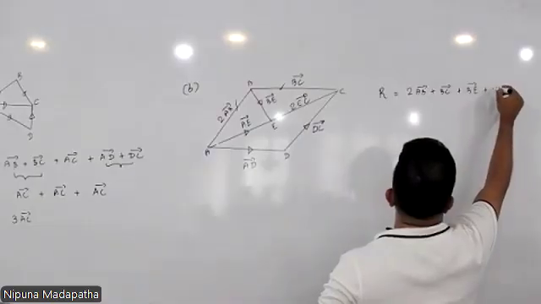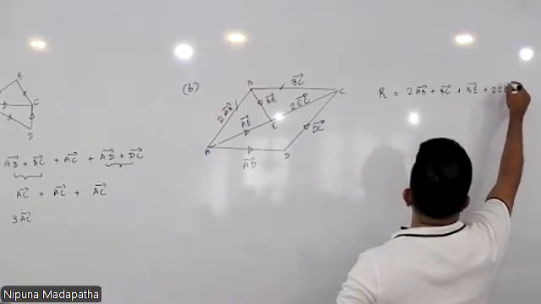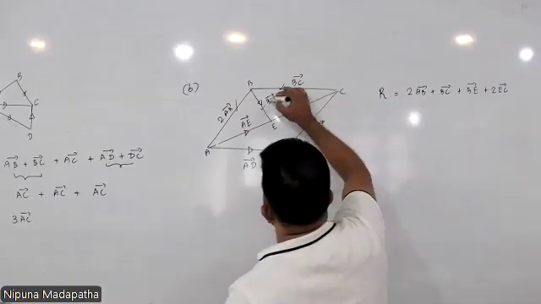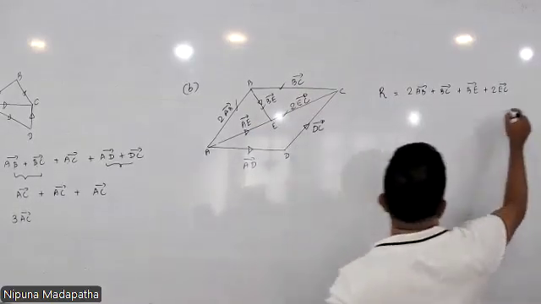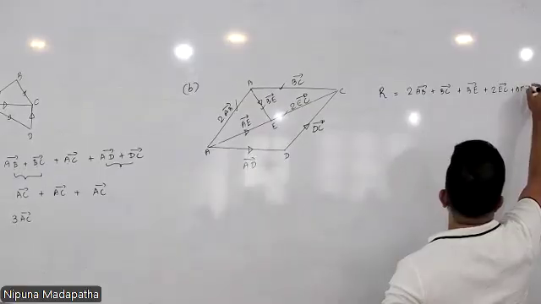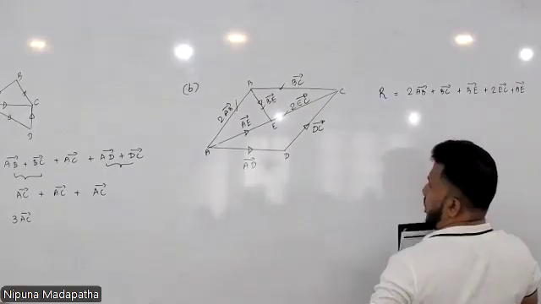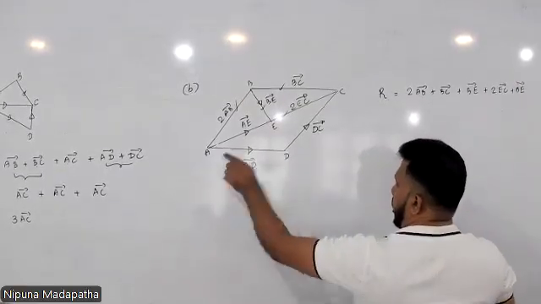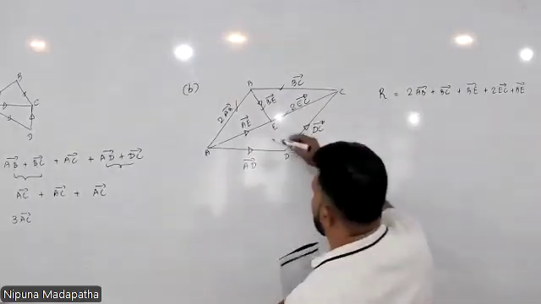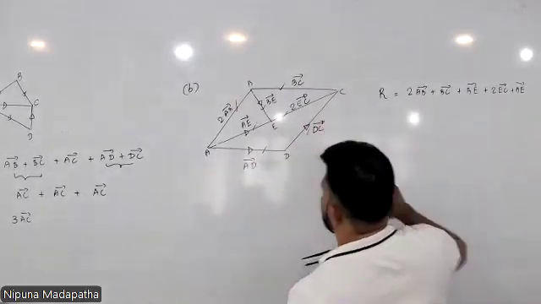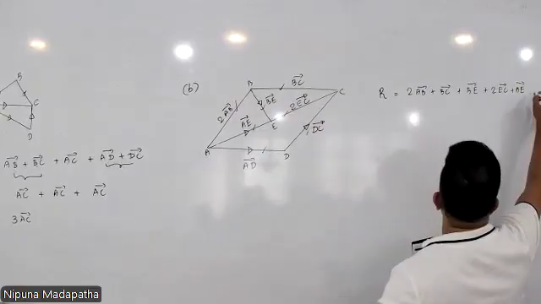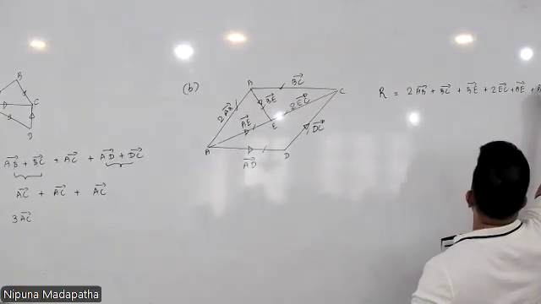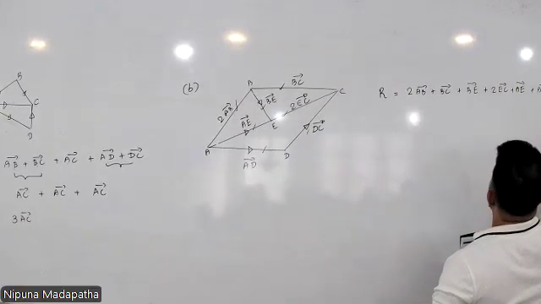BE plus 2EC, these two completed, and there's another AE vector there. And also we have two vectors left, which are AD and DC.